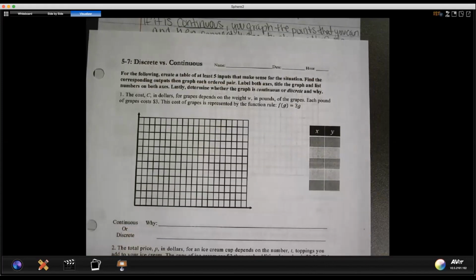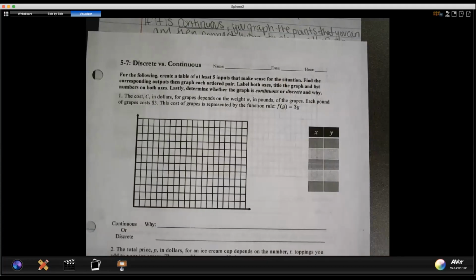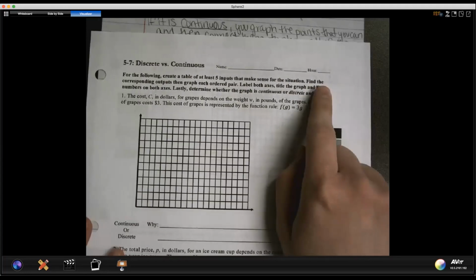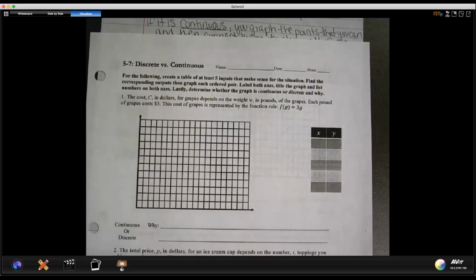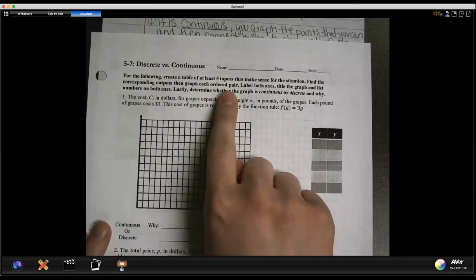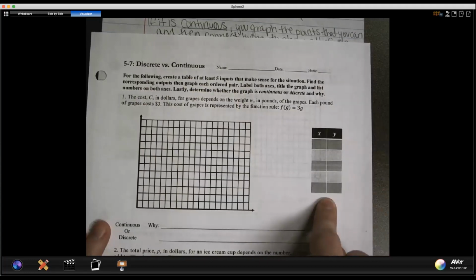Now, we've discussed that in the last lesson. How do we know if something makes sense? Do we have negatives? Do we have positives? Could I have half of something? Is there an appropriate range of information? Okay, so you're going to pick 5 values, meaning not every single person in here should have the exact same 5 values. Once you do that, you're going to find your corresponding outputs, meaning you're going to substitute your inputs like you did on the last lesson, find your output, and you're going to graph those ordered pairs. Okay. You only have to do at least 5.